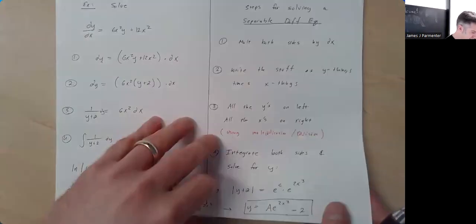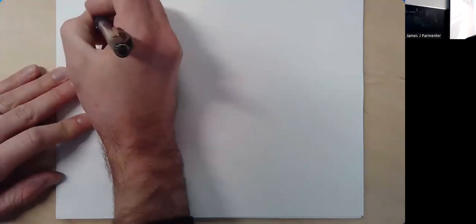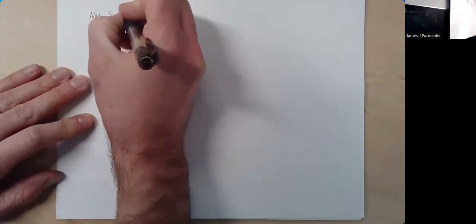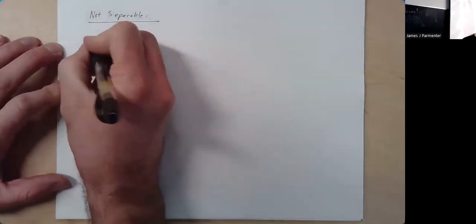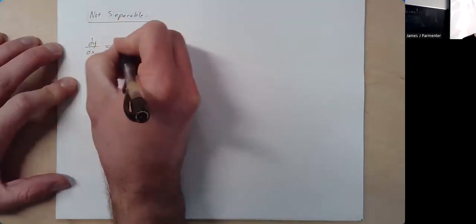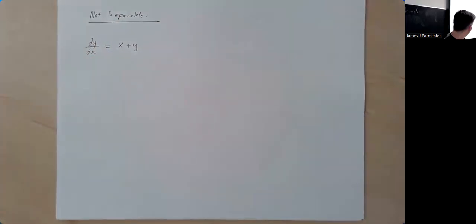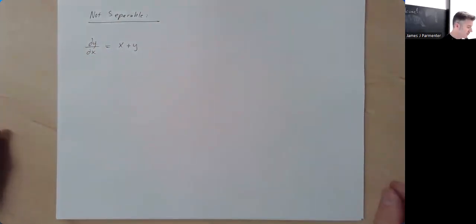So here's a really easy example of something that's not separable. Let me make sure I keep my notes in order here. It's always a challenge. So here are some not separable differential equations. What have I got here? dy dx equals x plus y. Looks pretty simple, definitely not separable.